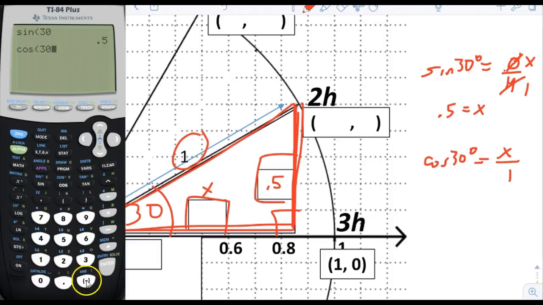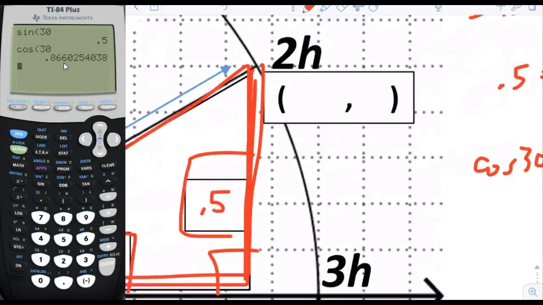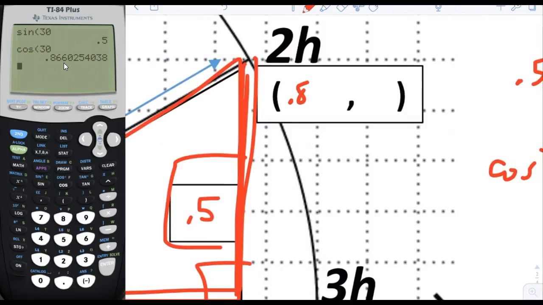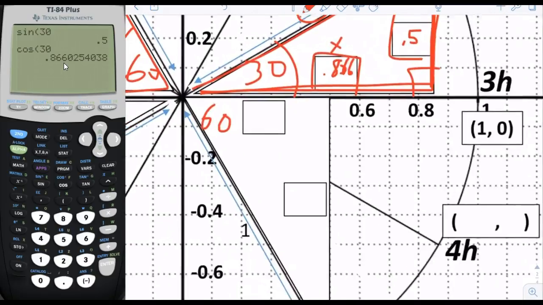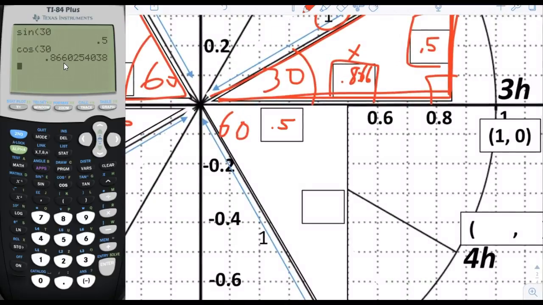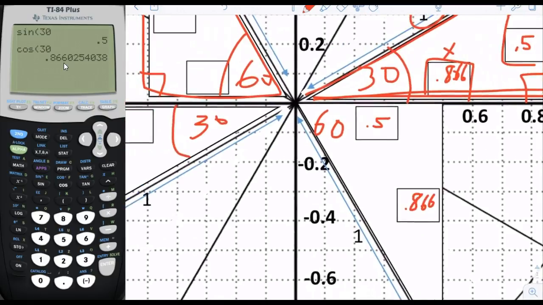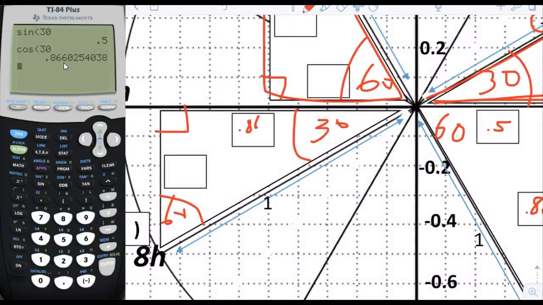Cosine of 30 is 0.866. Hey, we were pretty close last time. We said 0.87. It's actually 0.866. Okay? So now we know that the adjacent is 0.866, the opposite is 0.5, and now we can write that on all of our triangles. The short leg is 0.5, the longer leg is 0.866, and that's true for all of our 30, 60, 90 triangles.